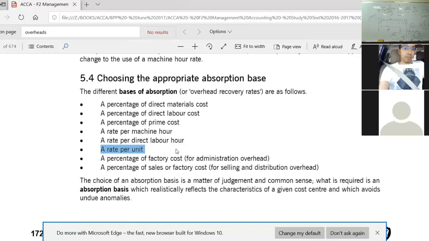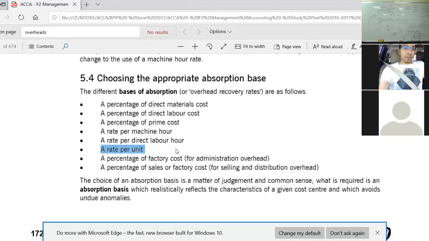Now, this I'm talking about the estimated level of activity. If you take the estimated cost divided by estimated units to be produced, you will get this one. See, a rate per unit. You will get the overhead absorption rate per unit. Is this ABC? This is not ABC. This is the conventional traditional method, absorption costing still.